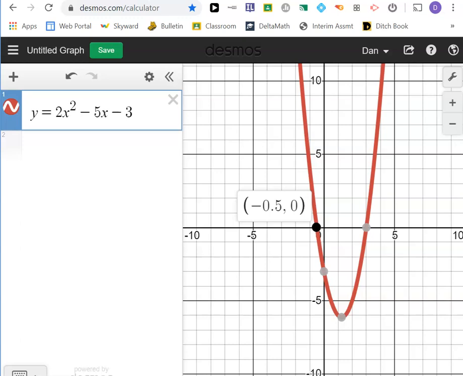Negative 0.5 for x gets you 0. So basically you've solved that. And then over here you can see that if you put a 3 in there, you also get 0. So we've solved that quadratic, and we're not going to mess around with that a lot. I just wanted you to see it.